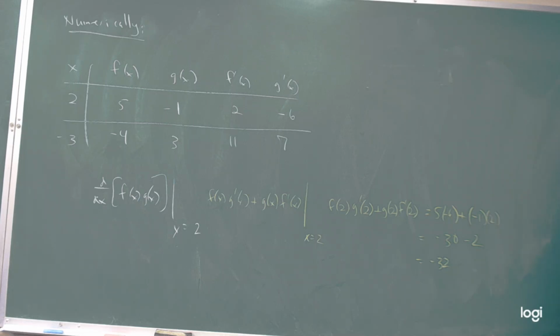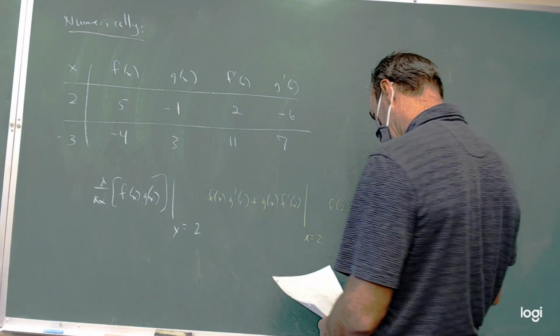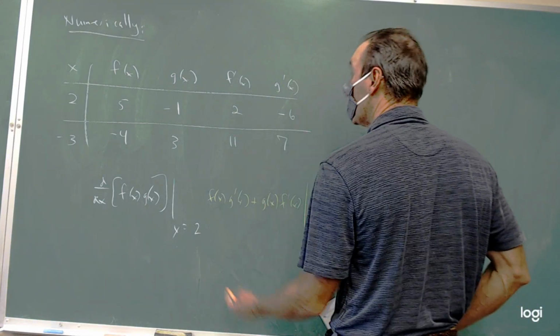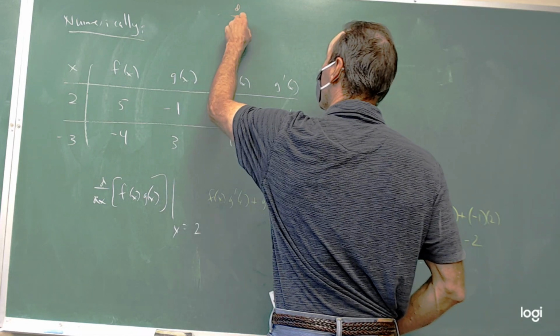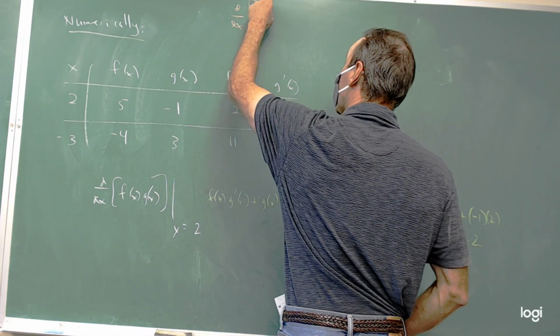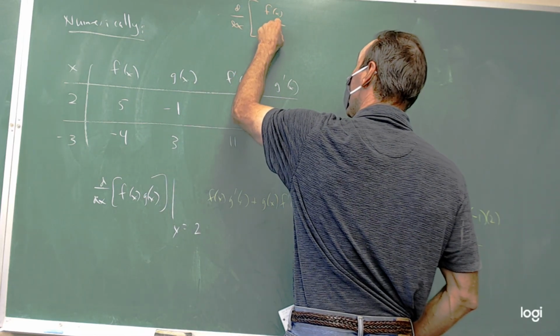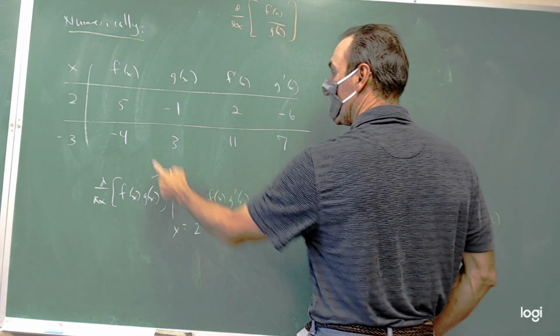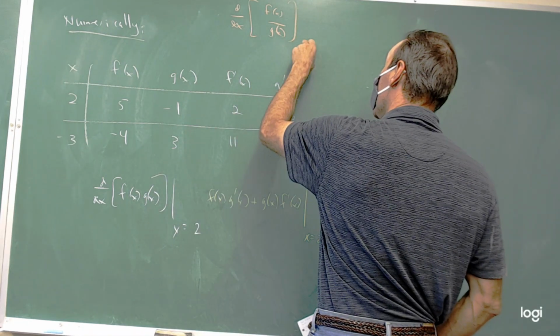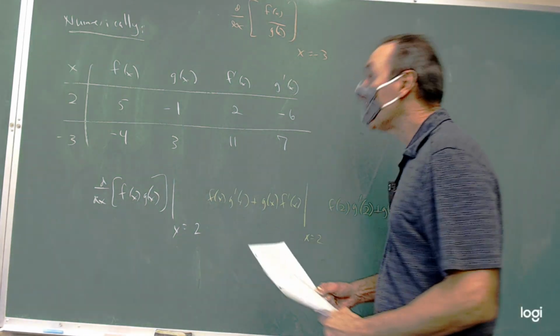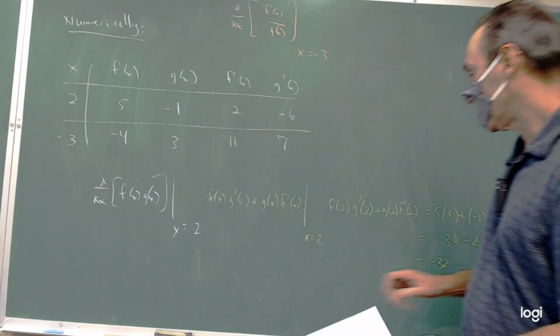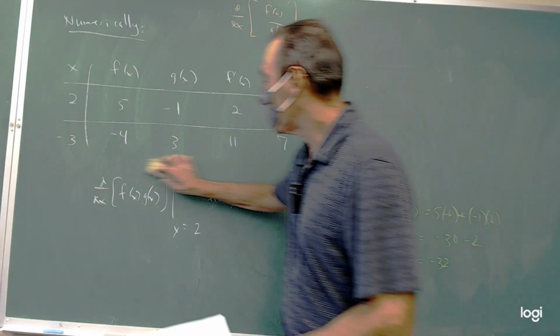Make sense? Okay, so let's do a quotient rule. Let's find the derivative of f of x over g of x, and we'll evaluate this one at -3. And I'll have to give you a quick graphing example.